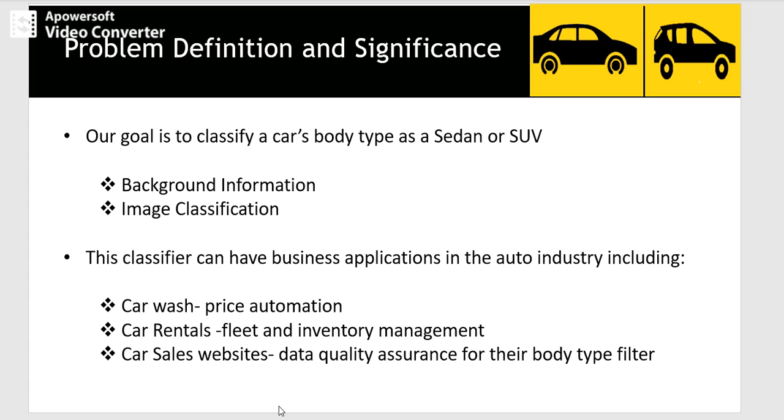The aim of image classification is to categorize all pixels in an image into one or more classes. This classifier can have various useful applications in the automotive industry, including car wash businesses where classifiers can be used for price automation, car rentals where classifiers can be used for fleet and inventory management, and in car sales websites as a data quality assurance for their body type filter.